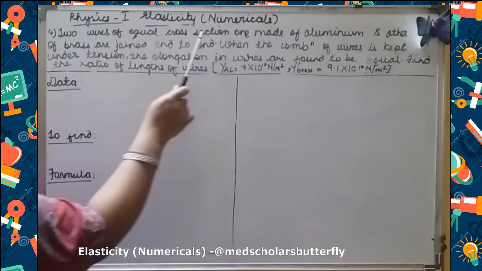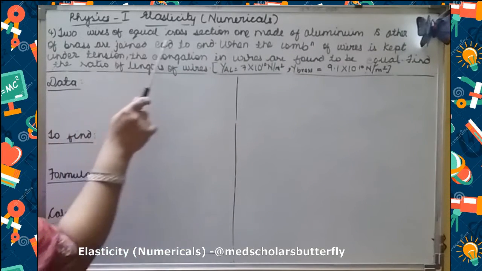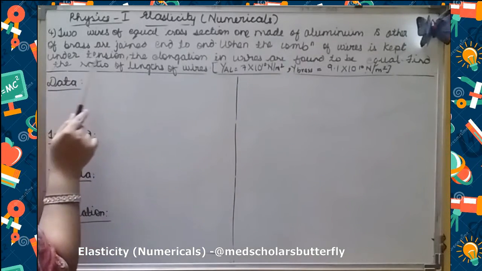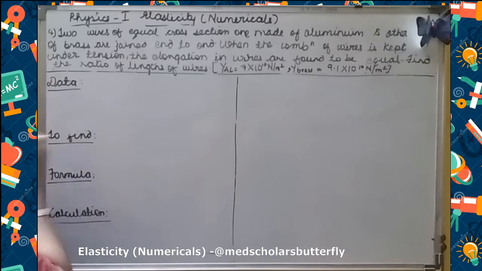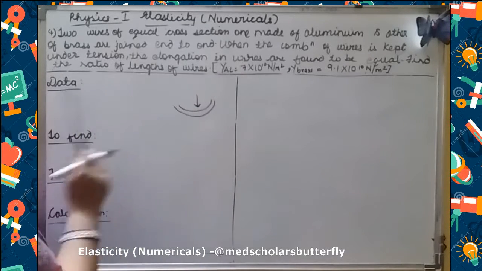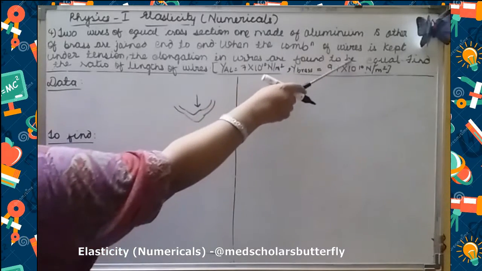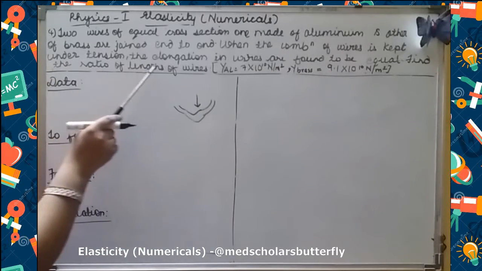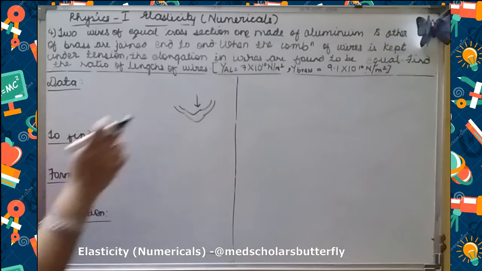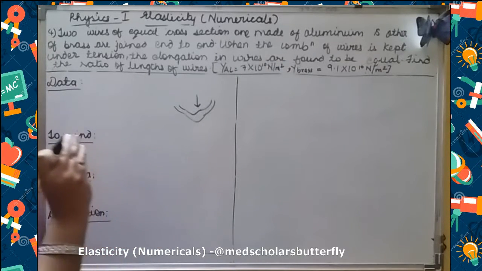Two wires of equal cross section, one made up of aluminium and other of brass, are joined end to end. When the combination of wires is kept under tension, it will experience some amount of tension. The elongation in wires, that means whatever elongation will be produced, is found to be equal. Find the ratio of length of the wires. You are given Young's modulus. Since these values are given, they give you a hint of what formula you can apply.